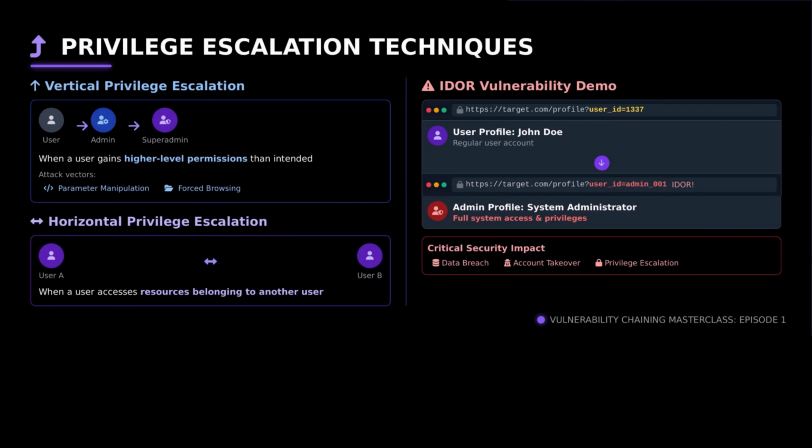One of the most common privilege escalation vectors is insecure direct object reference. Imagine a normal user profile with the URL profile?user_id equals 1337. If the attacker changes it to profile?user_id equals admin_001 and the system doesn't enforce proper authorization, suddenly they are inside the admin's account. That's a full privilege escalation.